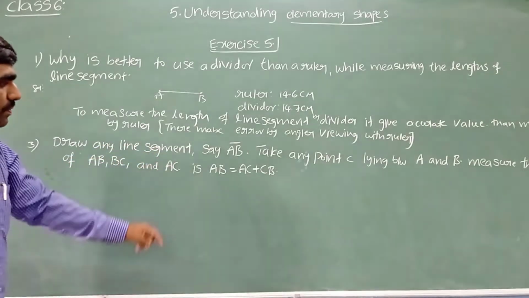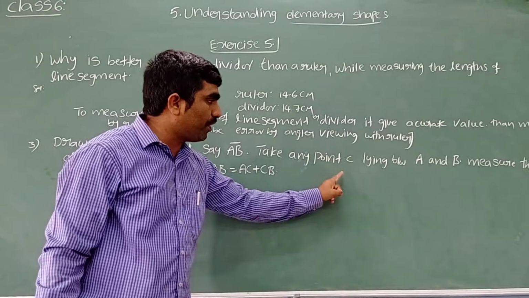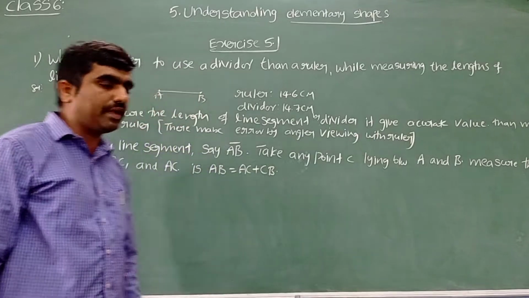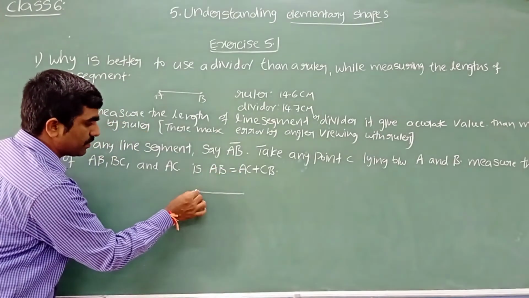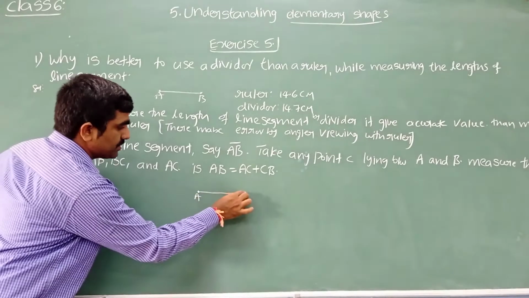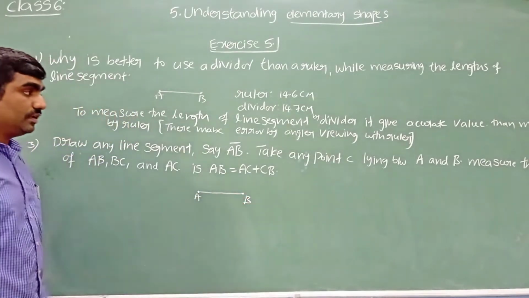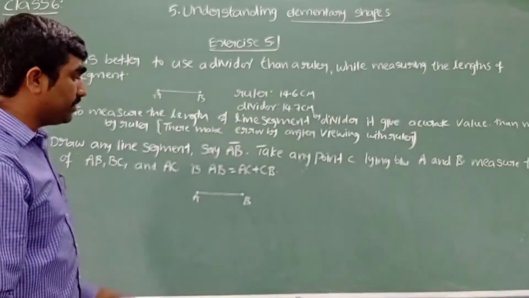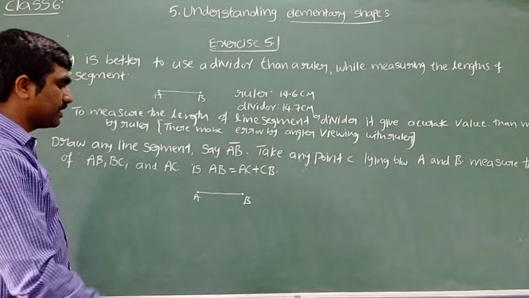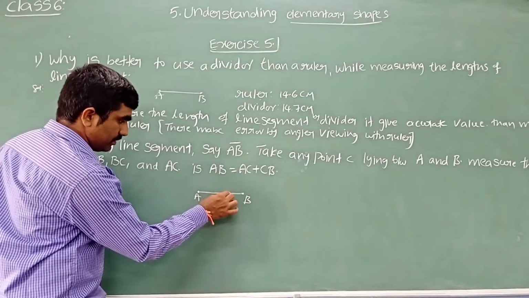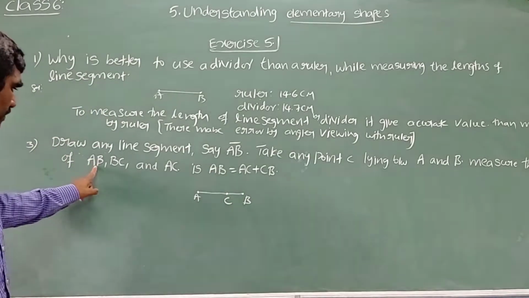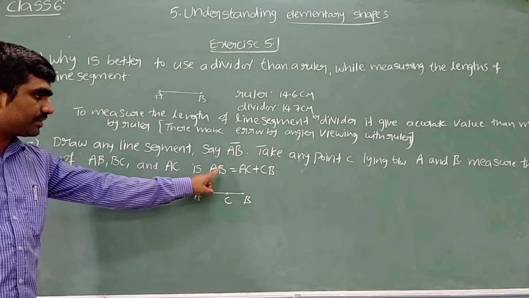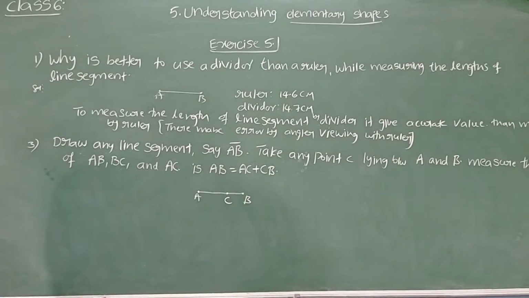Draw any line segment, say AB. Take any point C lying between A and B. So draw one line segment AB and take any point C between A and B. Let me take point C here. Measure the lengths of AB, BC and AC. Is AB equal to AC plus CB? they are asking.